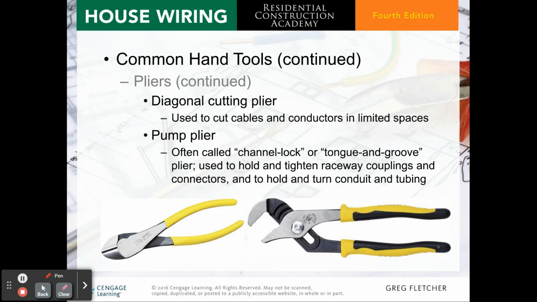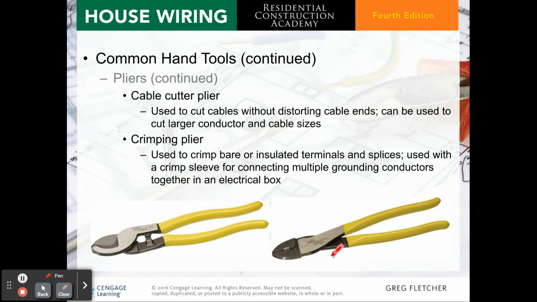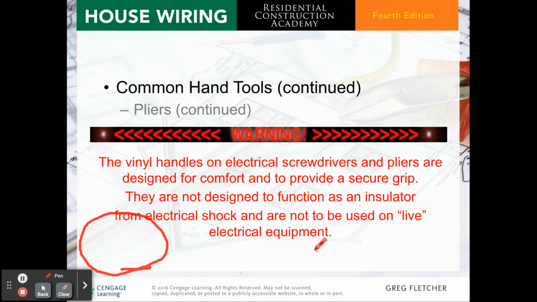Pump pliers, often called channel locks because that is the brand, or tongue and groove pliers, are used to hold and tighten raceway couplings and connectors, and to hold and turn conduit and tubing. We also have cable cutter pliers, used to cut cables without distorting cable ends, and they can be used to cut larger conductor and cable sizes. Crimping pliers are used to crimp bare or insulated terminals and splices, and with a crimp sleeve for connecting multiple grounded conductors together and to an electrical box.